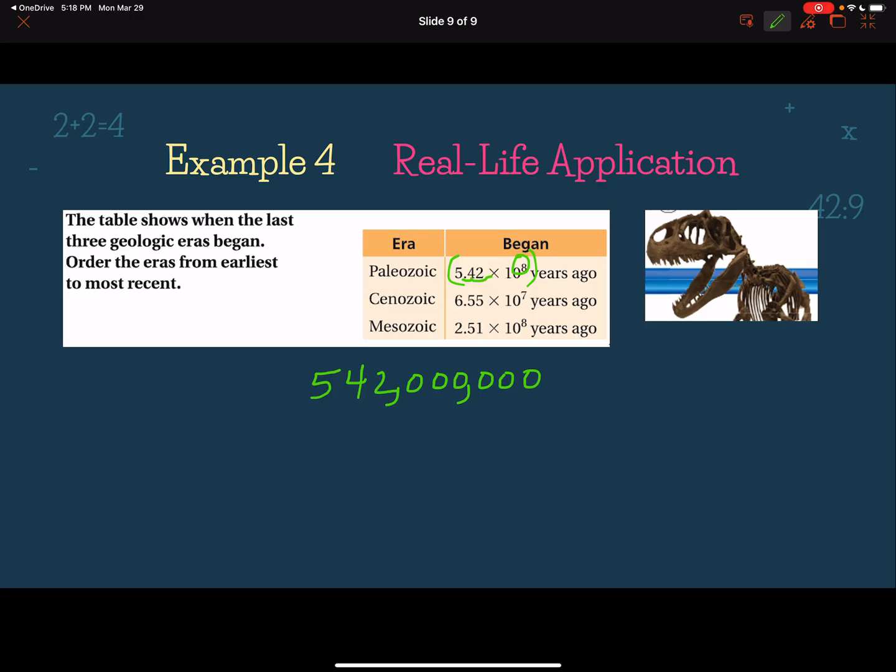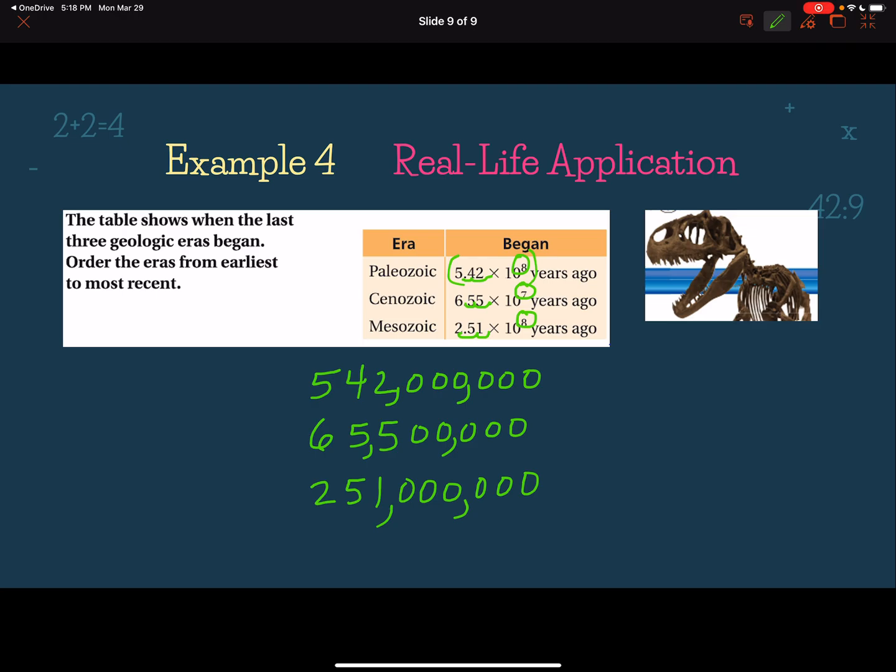Our next one has an exponent of 7. So I have 6, 5, 5. After I move these 2 places, then I need to add 5 zeros. Come back through here, put your commas in there where it's located. And the last one, we have an exponent of 8. So 2, 5, 1. After I move those 2 places, then I would need to add 6 zeros. And now we have those values written in standard form that we could compare easily.